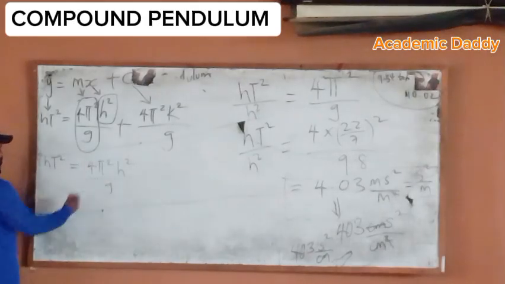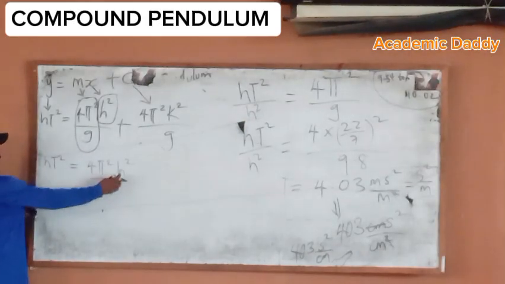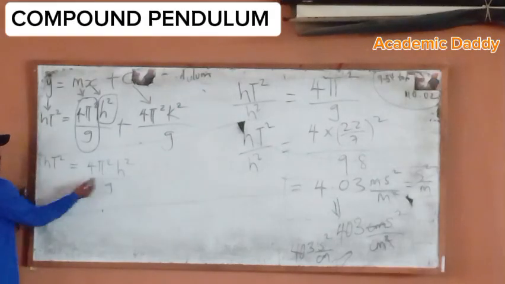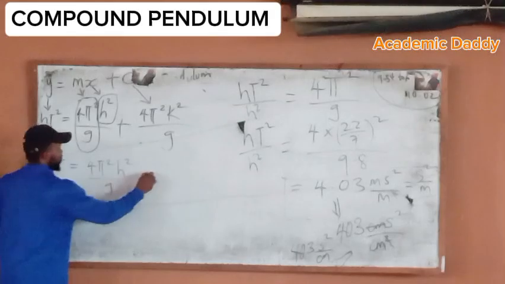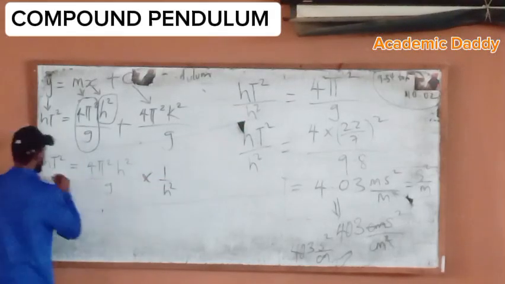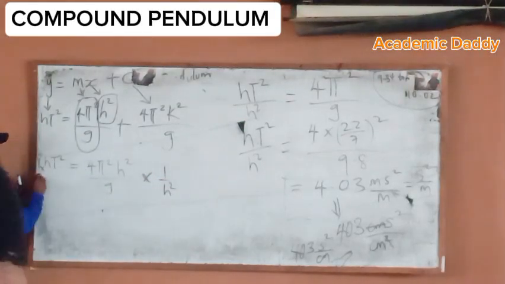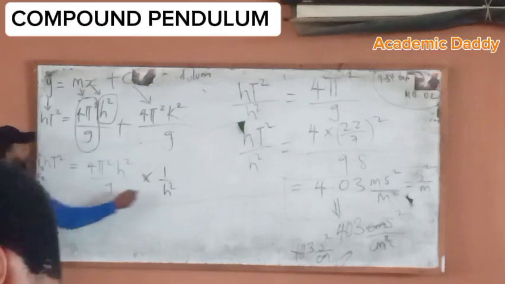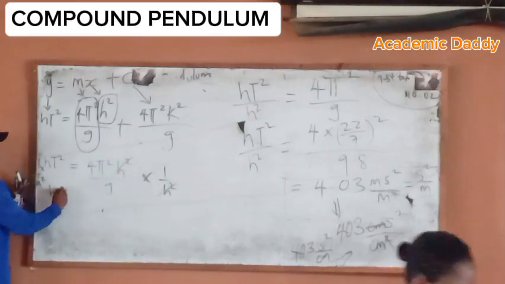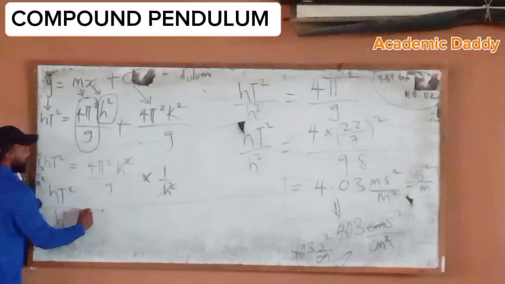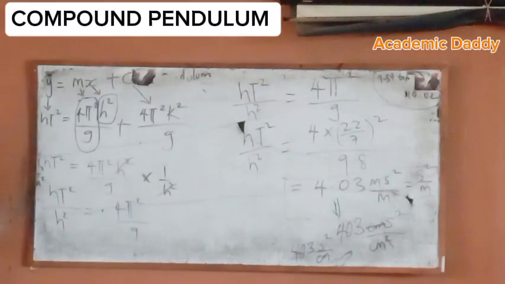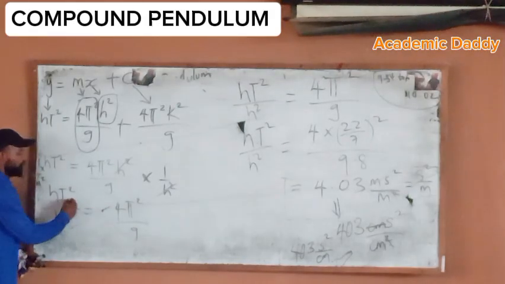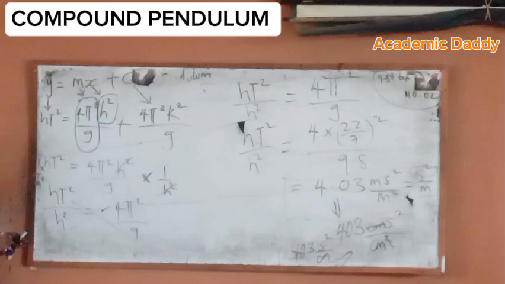So let's do it. I'll say, if I divide both sides by L, I will have T squared times 1 over L, equals 4 pi squared L times 1 over L. So that this cancels, T squared over L equals 4 pi squared over G. Is it not true? Yes, I can say if these two cross, you see that I'm left.